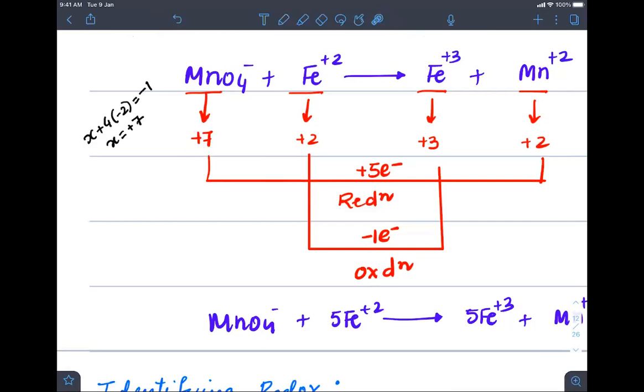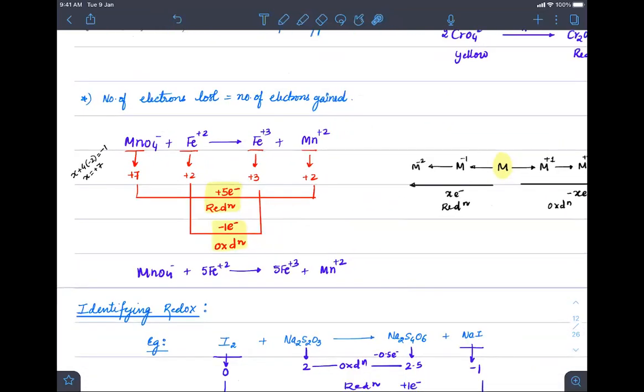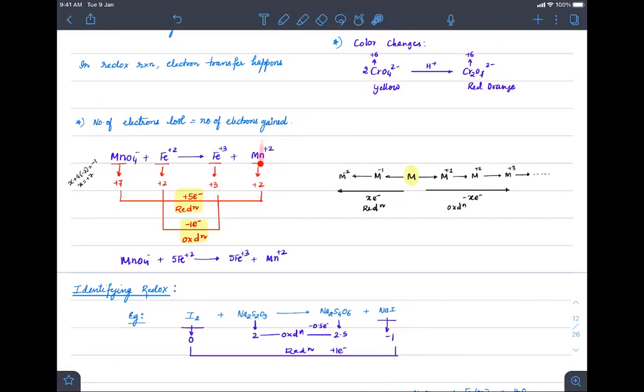From plus 7, it is going towards plus 2, which means it must have gained electrons. Then only the value is decreasing. If it is gaining electrons, we say it is undergoing reduction. So we say MnO4 minus is undergoing reduction to give Mn plus 2. On the other hand, iron is plus 2 and here it is plus 3. So the number is increasing, which means it is losing electrons and undergoing oxidation. A redox reaction is one where oxidation and reduction happen simultaneously. So this is one of the examples of a redox reaction.